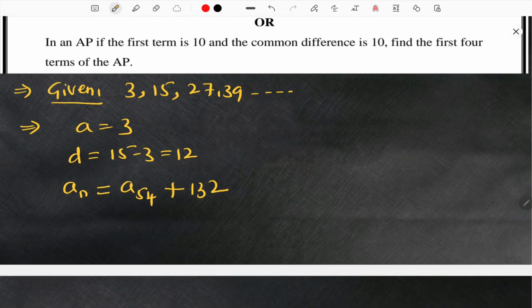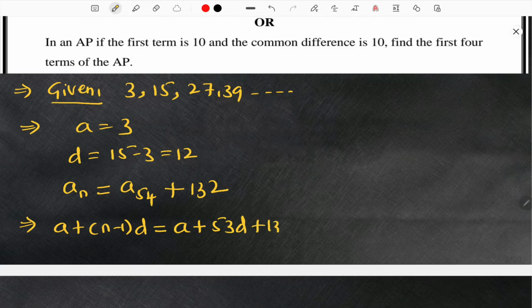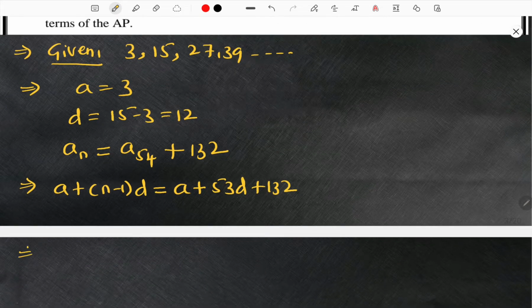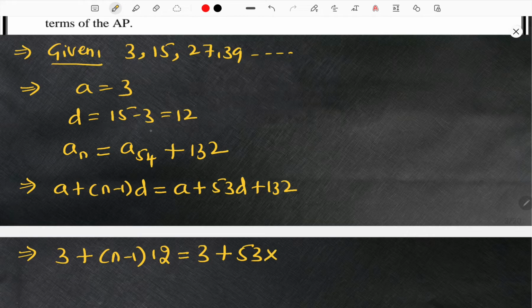Alright, fine then. If you substitute here, an means what? a plus n minus 1 into d, and that is equal to a54. a54 means a plus 53d plus 132. Alright, so what is the value of a? 3 plus n minus 1 into d, the value of d is 12, and that is equal to, again a is 3, otherwise you would have cancelled a, no problem. a is 3 plus 53 into d. What is the value of d? Again, it is 12, plus 132.